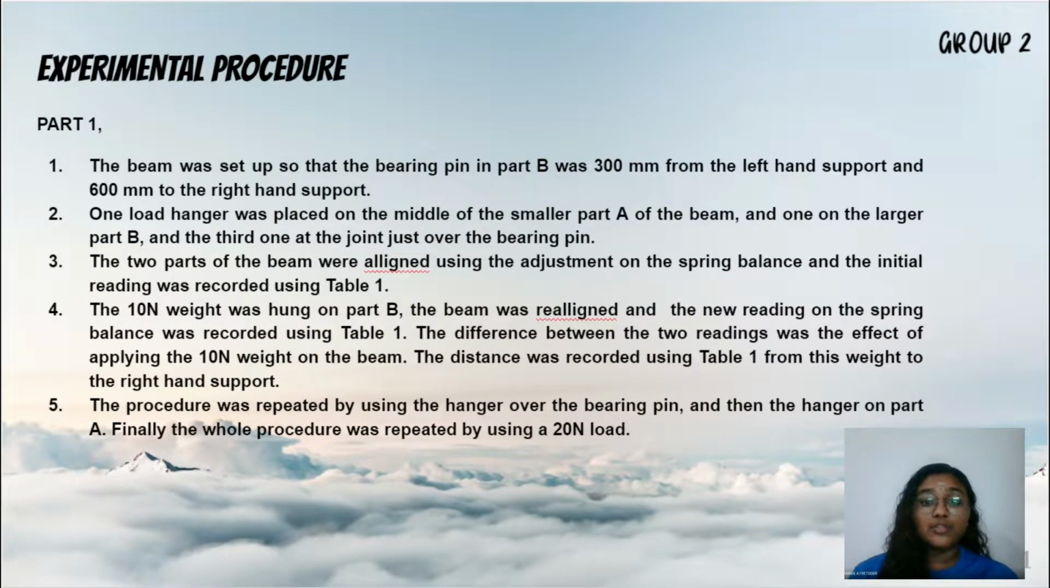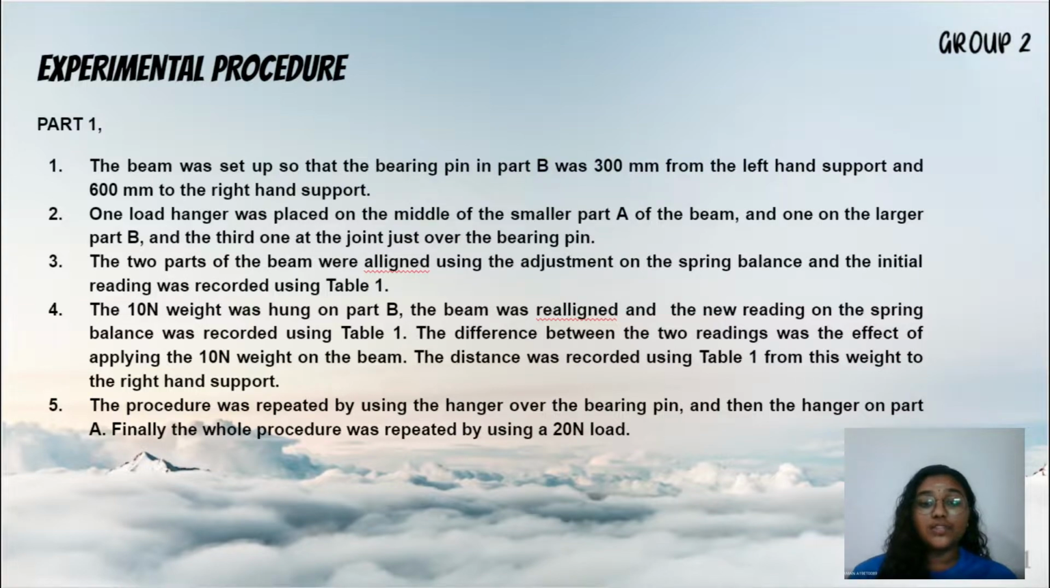The measured bending moment in Newton millimeter was 150 times the change in the spring balance reading. So the procedure goes like this for part 1. The beam was set up so that the bearing pin in part B was 300 mm from the left hand support and 600 mm to the right hand support. One load hanger was placed on the middle of the smaller part A of the beam and one on the larger part B, and the third one at the joint just over the bearing pin.